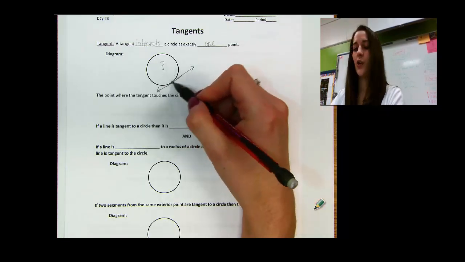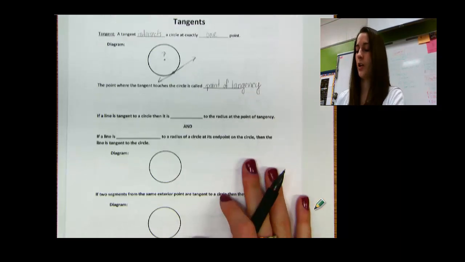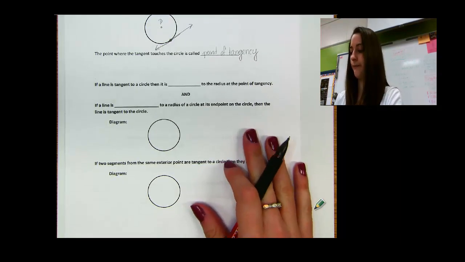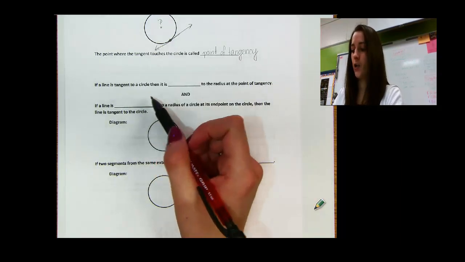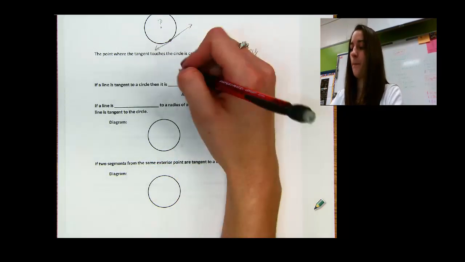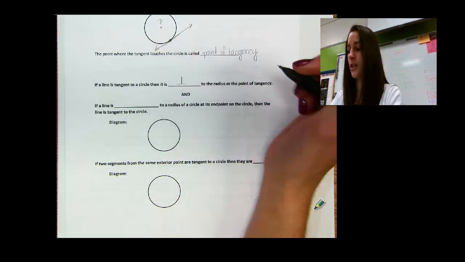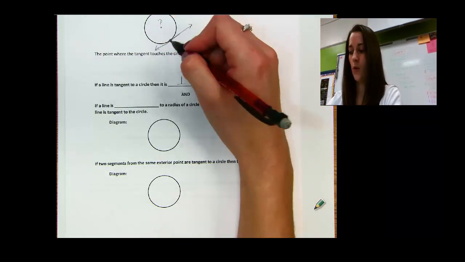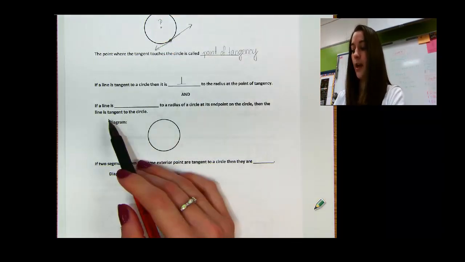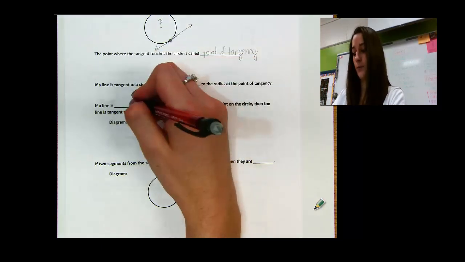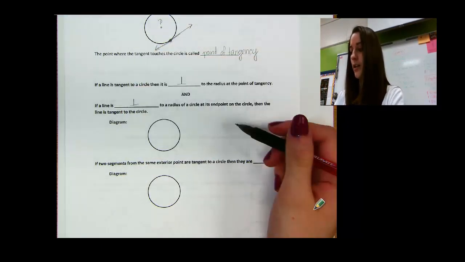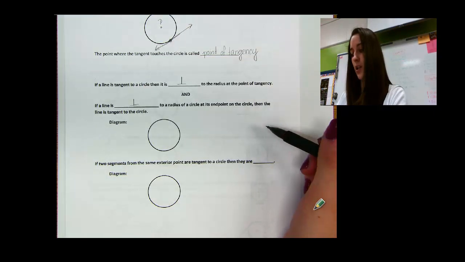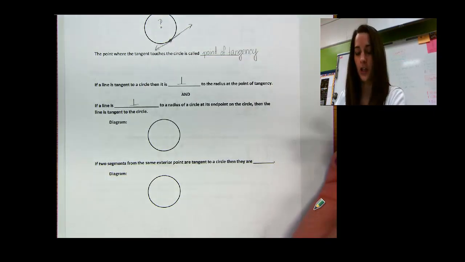So now that we know what a tangent line looks like, let's look at some properties. If a line is tangent to a circle, then it is perpendicular to its radius at the point of tangency. And if a line is perpendicular to a radius of a circle at its endpoint on the circle, then the line is tangent to the circle.